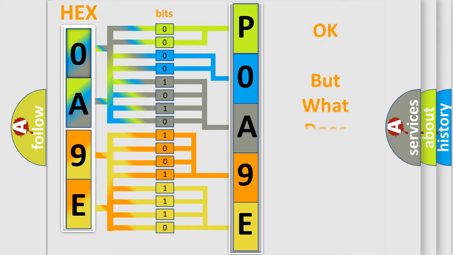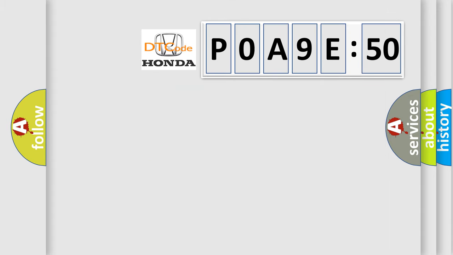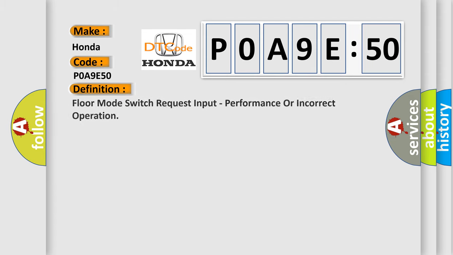The number itself does not make sense to us if we cannot assign information about it to what it actually expresses. So, what does the Diagnostic Trouble Code P0A9E-50 interpret specifically for Honda car manufacturers? The basic definition is floor mode switch request input performance or incorrect operation. And now this is a short description of this DTC code.